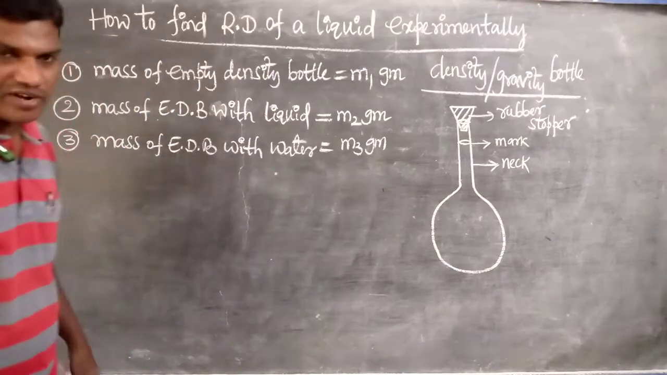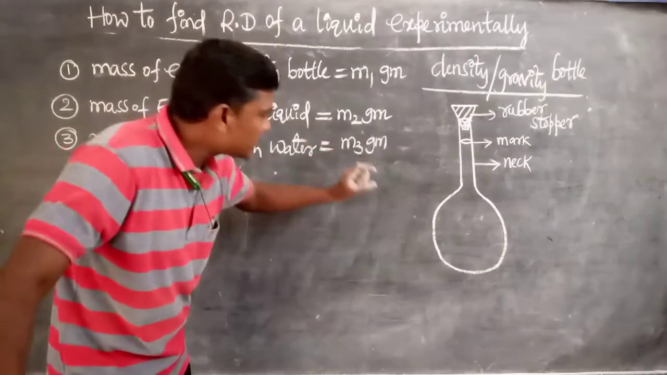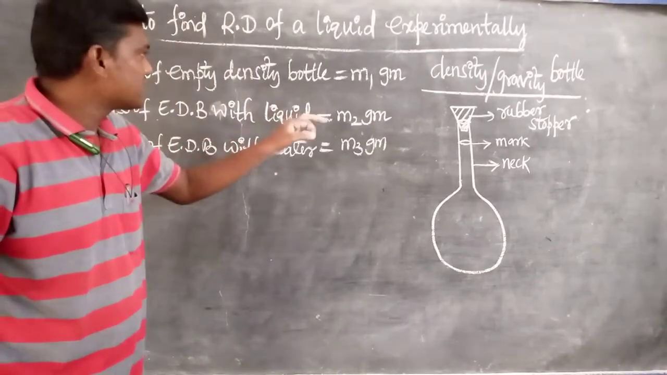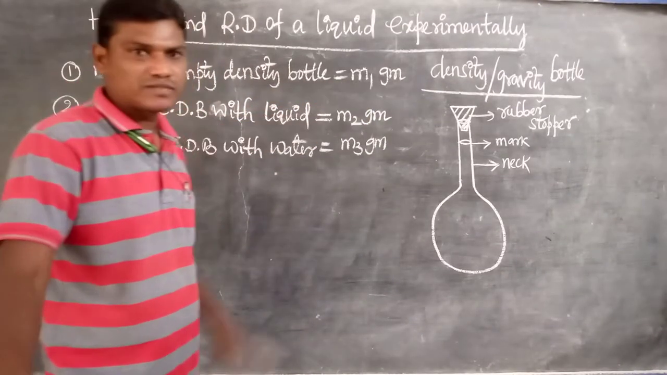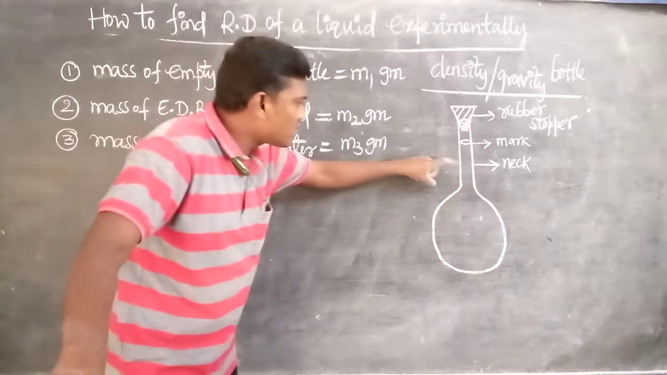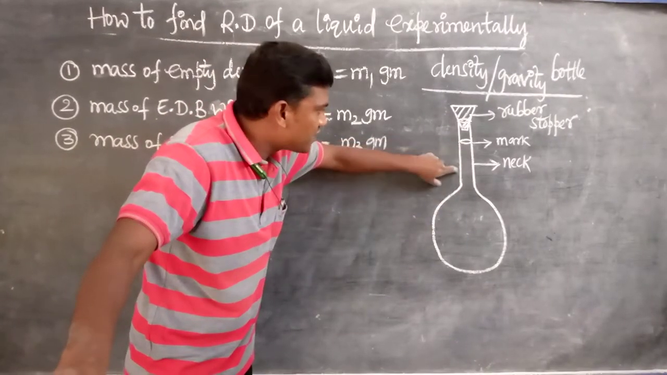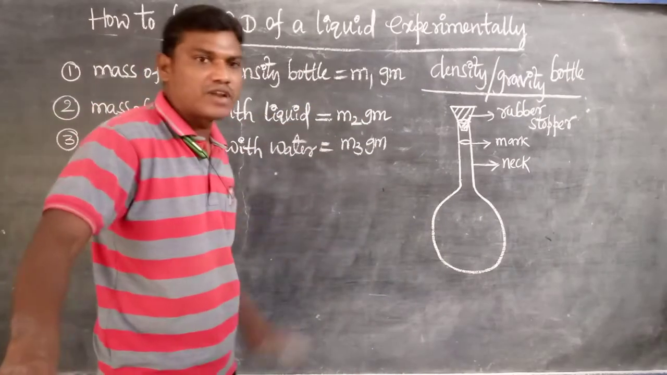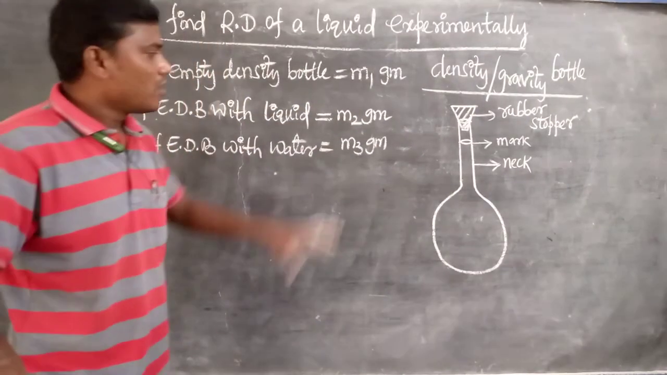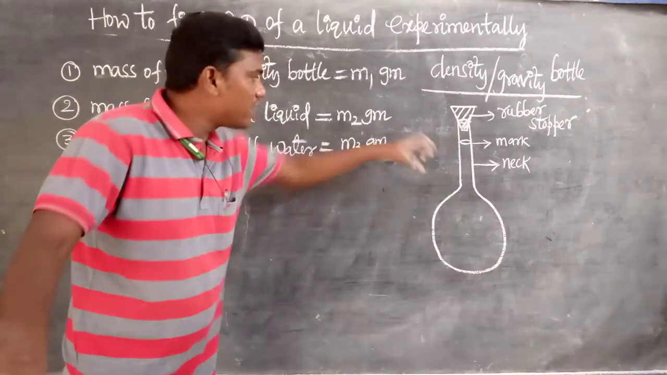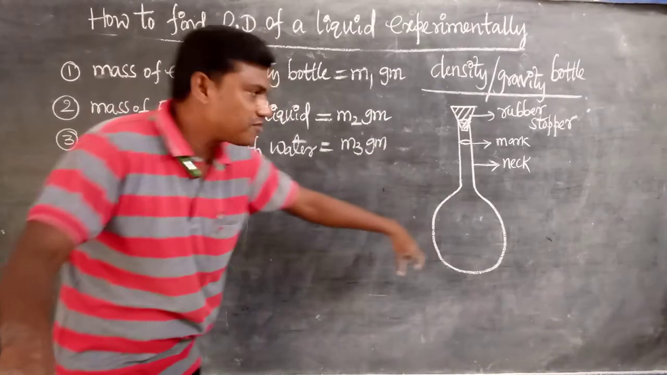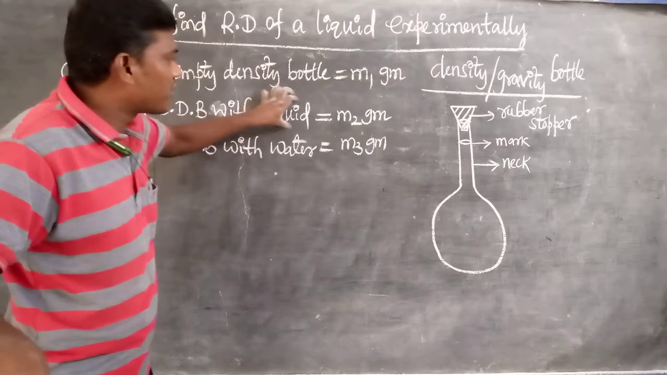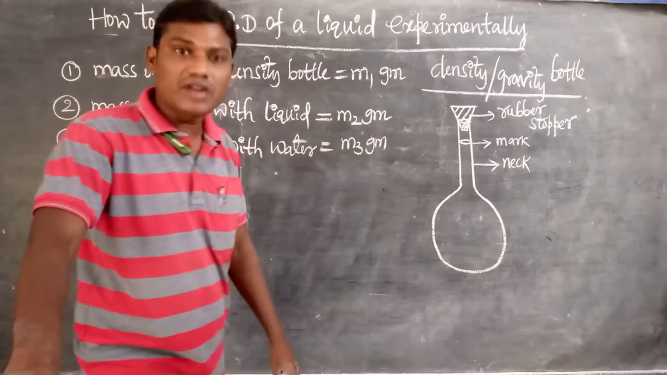So listen very carefully. First of all, we take the empty density bottle along with the stopper, measure its mass and note it as m1 grams. Now the bottle is filled with liquid up to the mark on the neck and we measure its mass, which is m2 grams. Initially the bottle is empty; in the empty bottle we fill liquid. So the total mass of the density bottle filled with liquid is m2 grams.